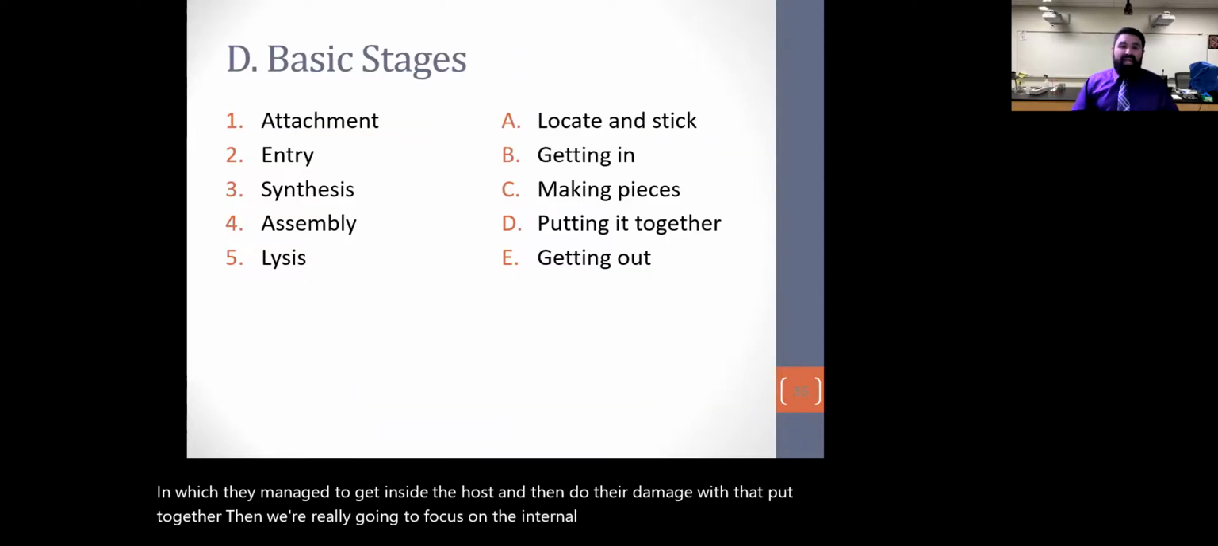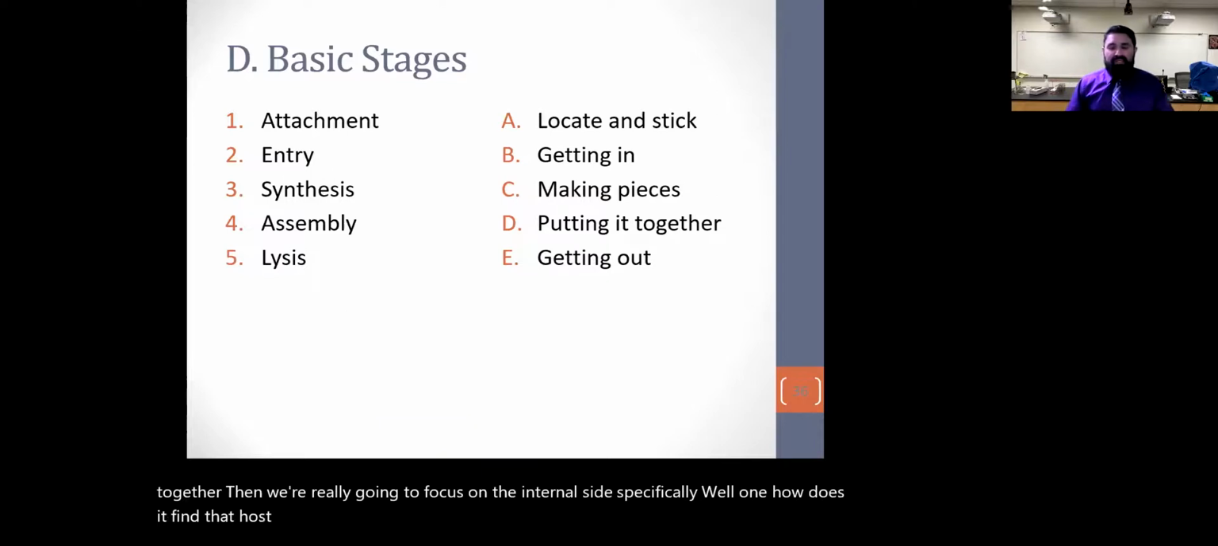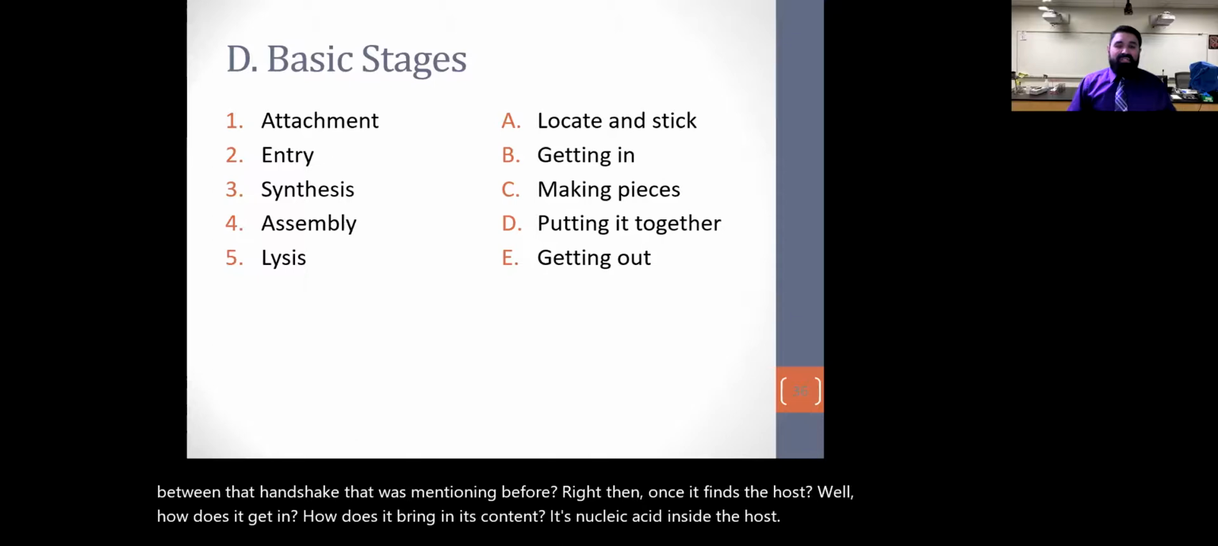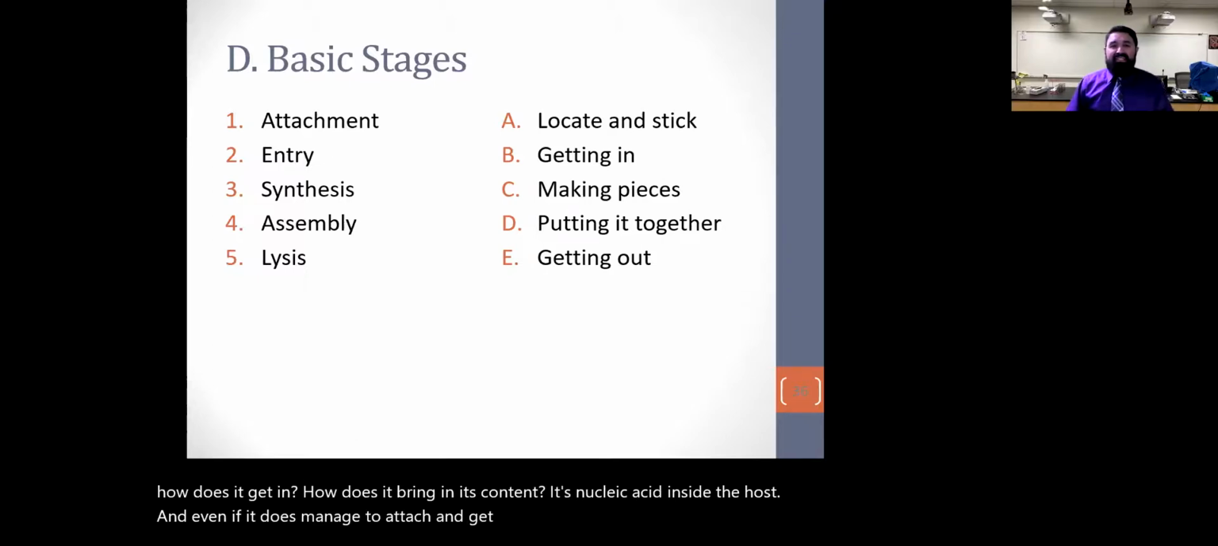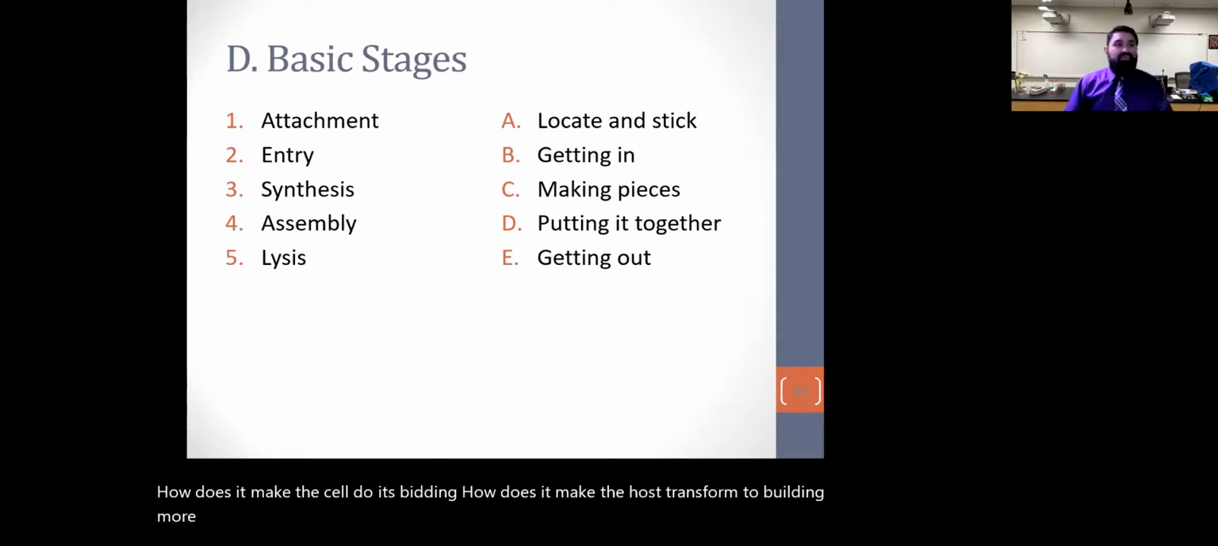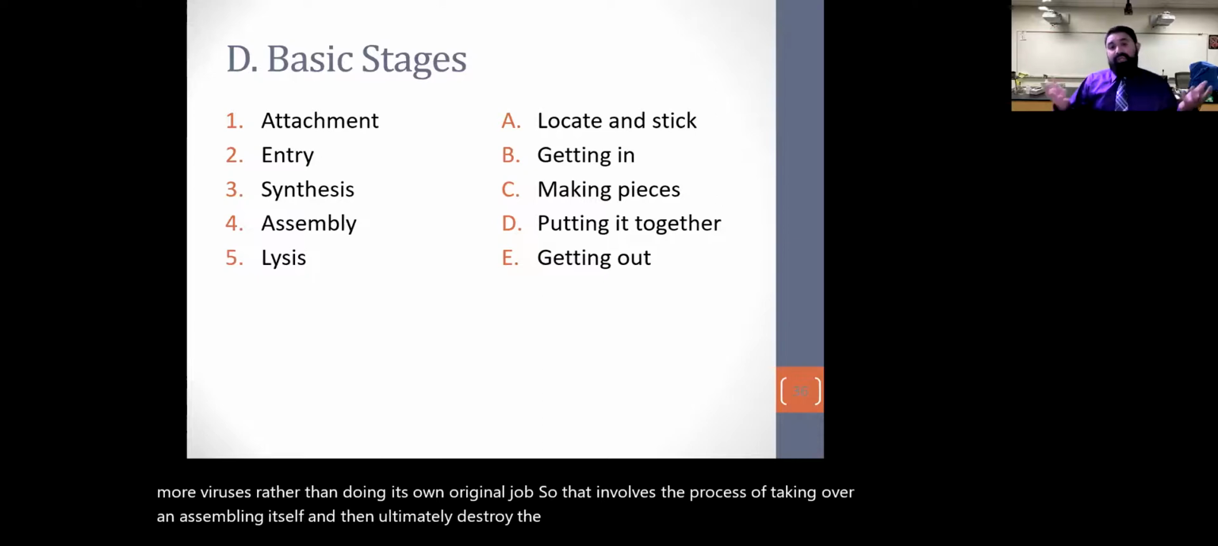Specifically, one, how does it find that host, which we already started talking about, that whole infection concept between that handshake that I was mentioning before, right? Then once it finds the host, how does it get in? How does it bring in its content, its nucleic acid, inside the host? And even if it does manage to attach and get in, how does it really hijack the system? How does it make the cell do its bidding? How does it make the host transform to building more viruses rather than doing its own original job? So that involves the process of taking over and assembling itself, and then ultimately destroying the host itself, blowing it up, a stage that we normally refer to as lysis.